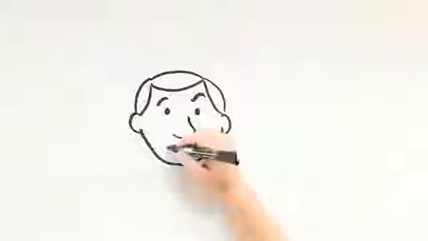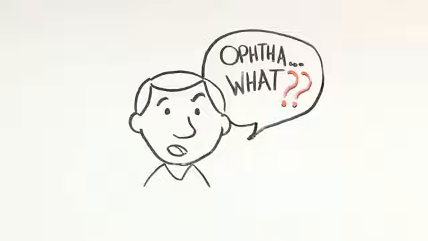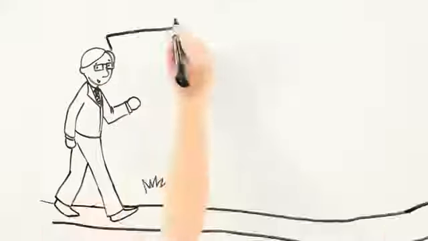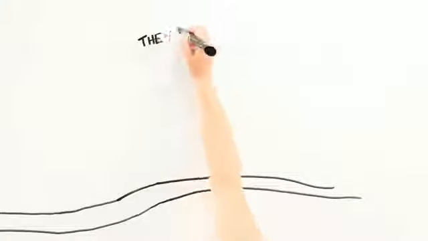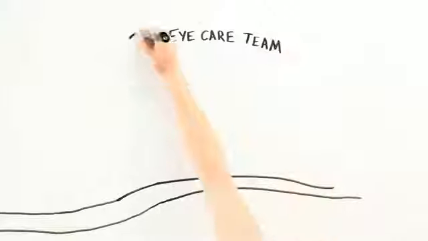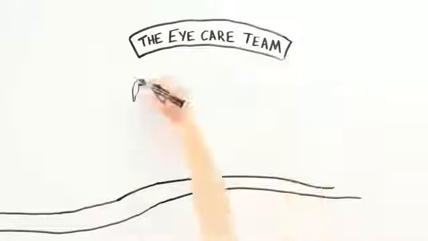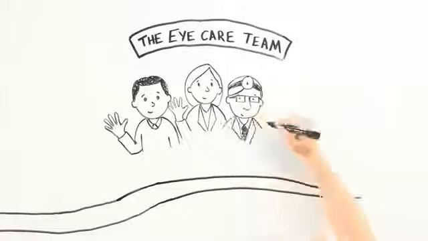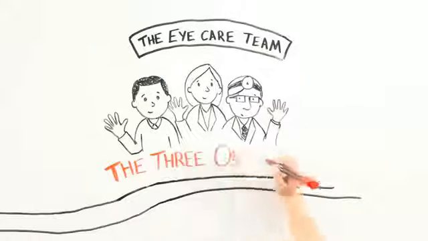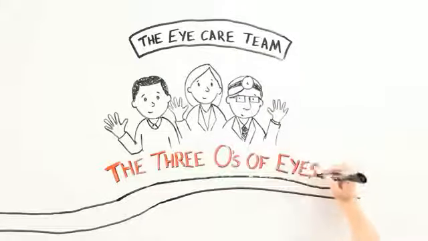Many people are not sure what an ophthalmologist is, so I wanted to walk you through the training and specialization needed to become one. To better understand what an ophthalmologist is, I want to introduce you to the three key players on the eye care team: the optician, the optometrist, and the ophthalmologist, or what I like to call the 3 O's of eyes. The first O of eyes is the optician.